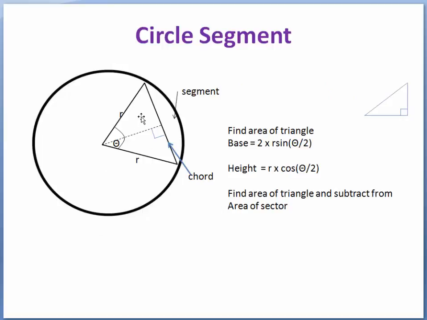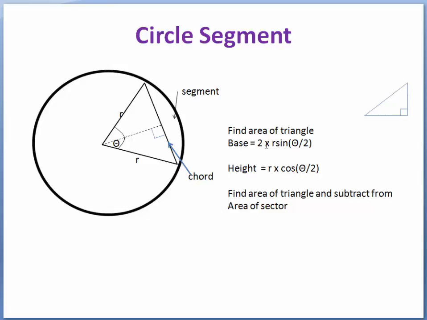If we want to find the area of this segment, so we have a chord, and the area between the chord and this part of the circumference, or this arc of the circle, is the segment. Then we draw a triangle as such, and then find the area of the triangle and subtract it from the area of the sector. The area of the triangle is given by half the base multiplied by the height.